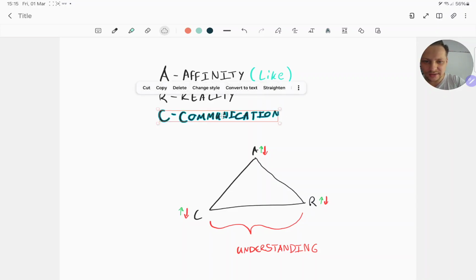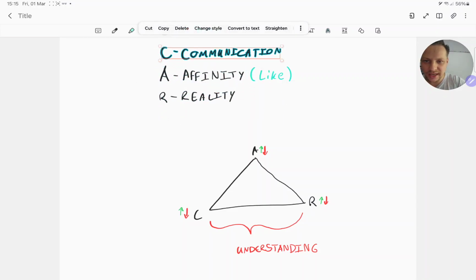And start using this triangle. ARC, the vehicle of understanding, like I like to call it. You can also call it the key to living if you would like. But this is how I use it. This is how I apply it in my life.